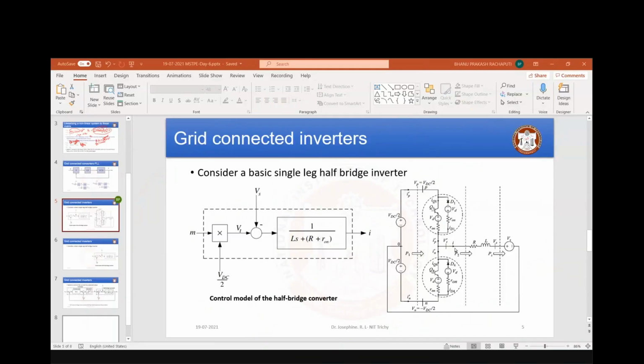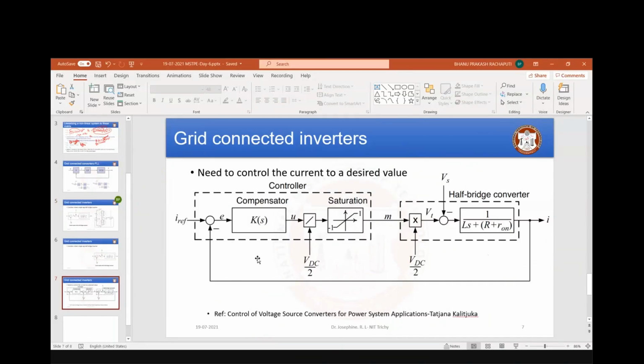Like maybe your input is modulation index M for a single phase, and you want some frequency omega, you have to find the transfer function for that. So once you find the transfer function and you apply the same PID tuning rule, whatever we have here, you can apply and you can get it.